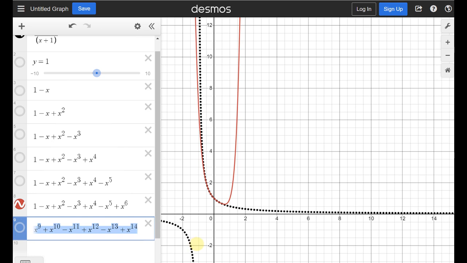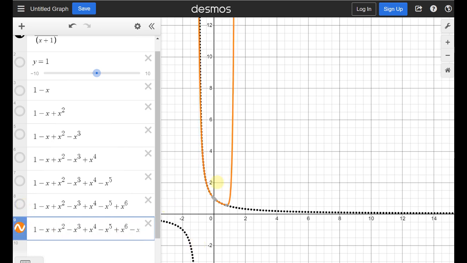And I thought just for extra funsies, I would take this out to the 14th term. So I just continued the pattern out to the 14th term. So look at how good this is now at approximating our original function.